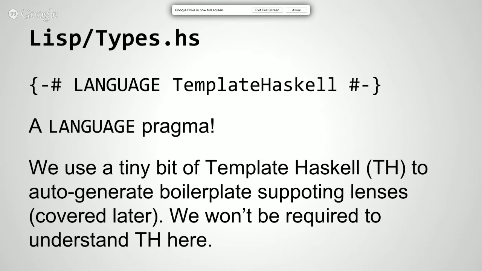The first thing that you encounter is a terrifying language pragma, Template Haskell. Template Haskell is Haskell's macro system. The only thing we do with it is auto-generate some of the boilerplate accompanying lenses, so don't even worry about that. We're not going to be required to understand Template Haskell in detail.